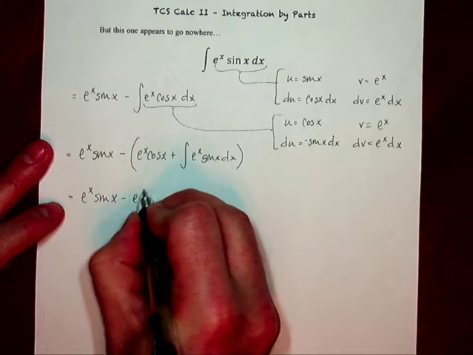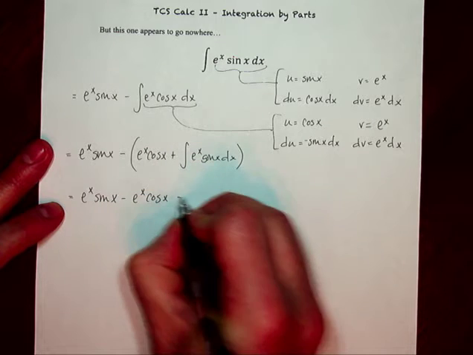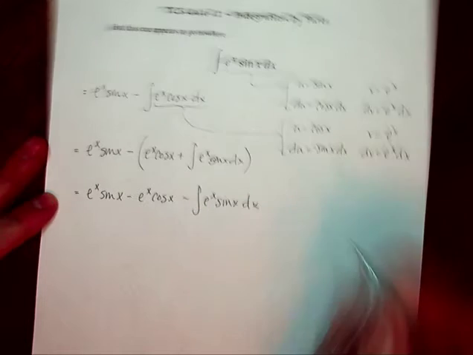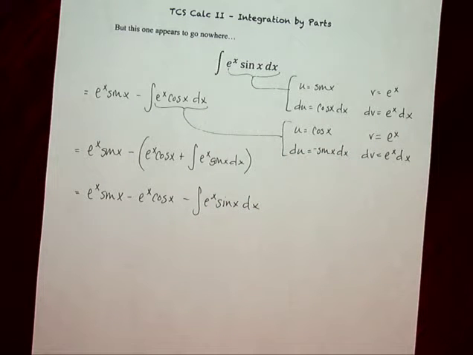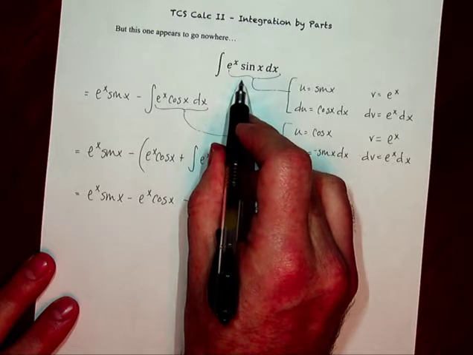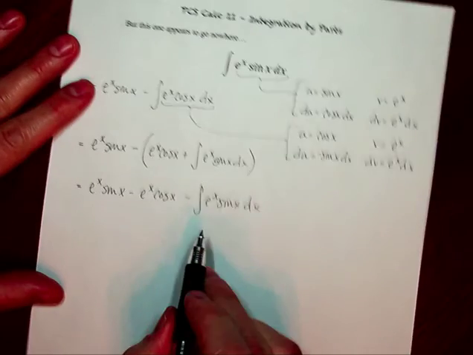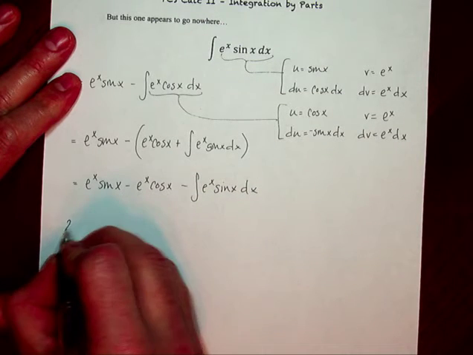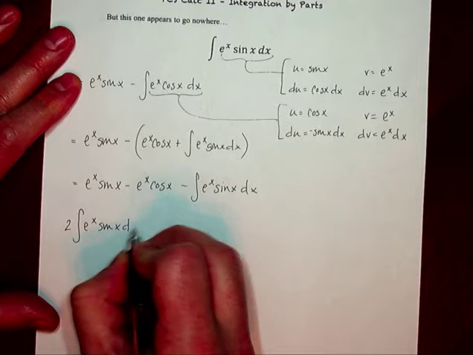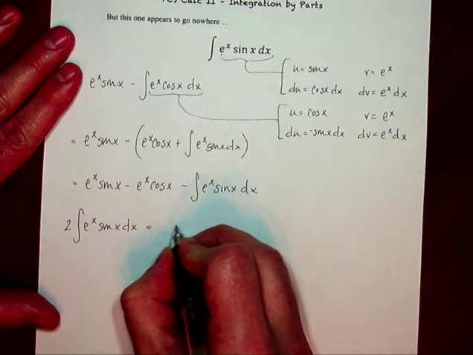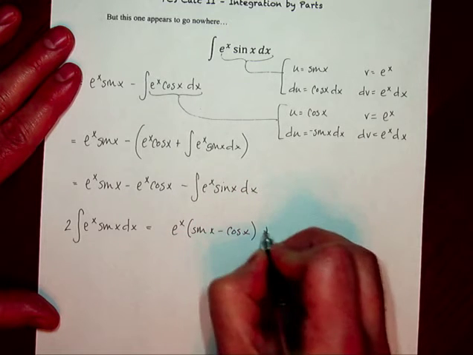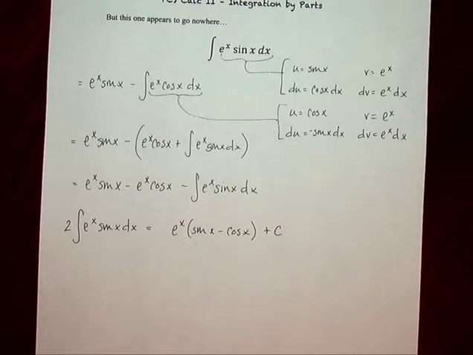Okay, well, let's go ahead and distribute that negative. And you're like, well, that's no good. I'm right back where I started. But this whole thing is equal to that. So can I add this integral to both sides and wind up with 2 times the integral of e to the x sine x dx equal to e to the x sine x minus cosine x plus c? And the answer is yes.